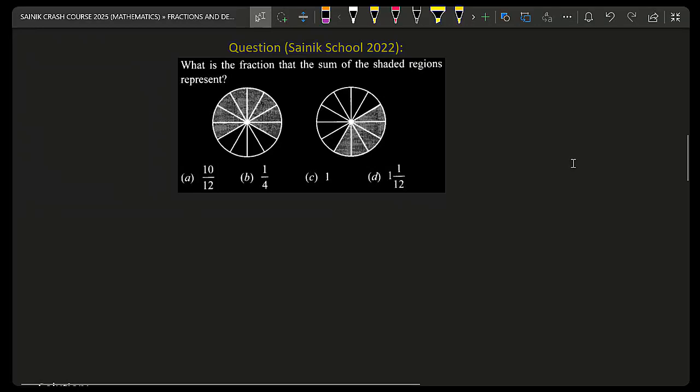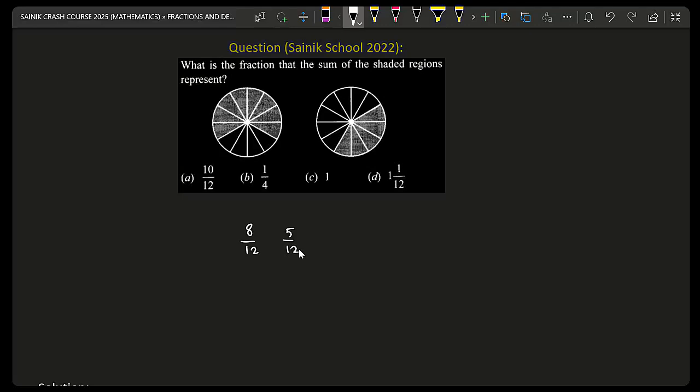Shivatmika, can you give the answer for this? What is the fraction represented by the first diagram? I'm asking the fraction. What is a fraction? Part of a whole, right? 8 by 12. Yes, it is 8 by 12. And what is the fraction represented by the second diagram? 5 by 12. Now, it's a very simple question.